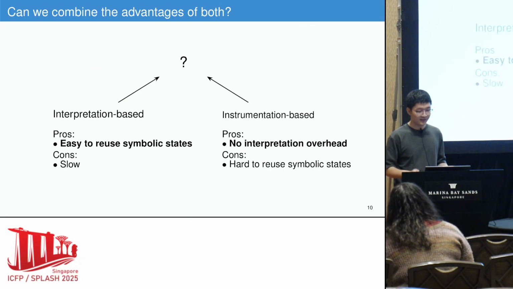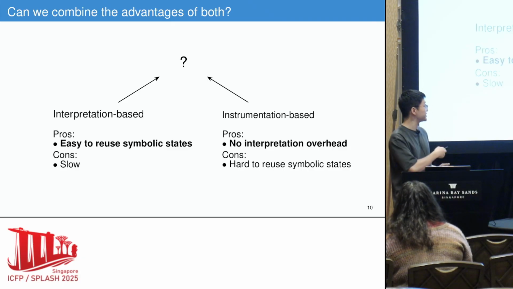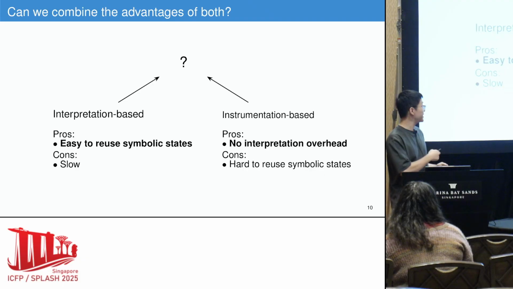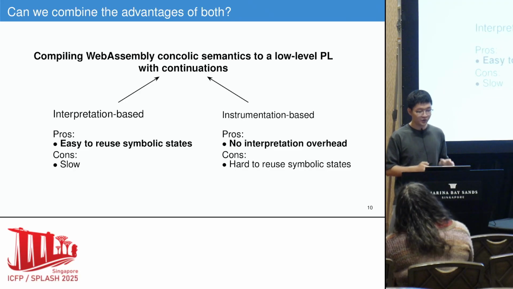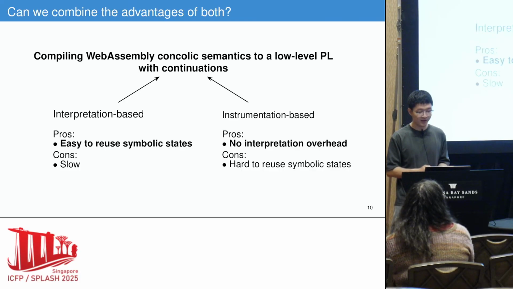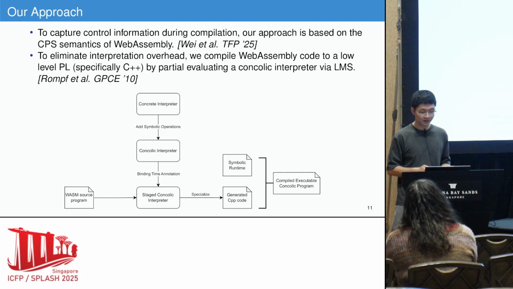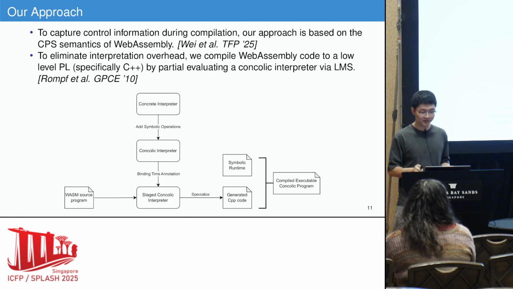That is why we want to have a new approach that can combine the best of these two worlds. First, it should have no interpretation overhead, like the instrumentation-based approach. And it should be able to do snapshot reuse optimization to avoid re-executing the common prefix, like the interpretation-based approach. To achieve these two goals at the same time, our idea is compiling the WebAssembly Concolic semantics to a low-level program language with continuations. To capture the control information, our approach is based on the CPS semantics of WebAssembly, which was proposed in our previous work on TFP'25.